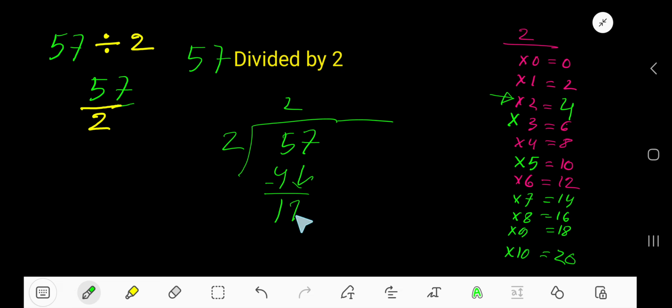Bring down this 7. 2 goes into 17 how many times? 9 times is 18, which is greater, so 8 times. 8 times 2 is 16. Subtract: 1. So your answer is 28 remainder 1.